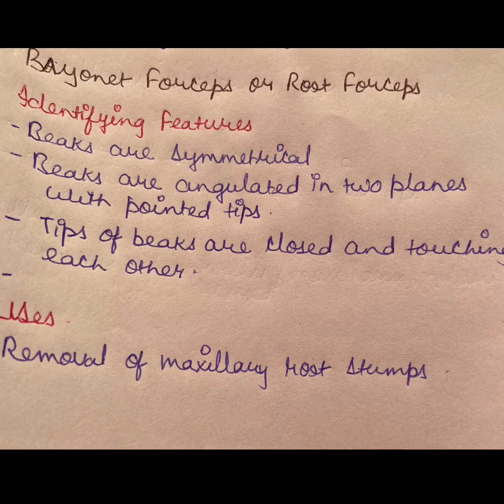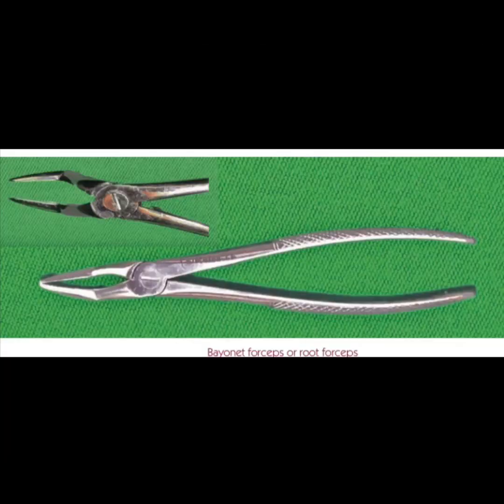Bayonet forceps or the root forceps. How will you identify? In this, beaks are symmetrical and angulated in two planes. Tips of the beak are closed and touching each other. These are used for the removal of maxillary root stumps. In this image, you can easily appreciate that the beaks are touching each other and are pointed.